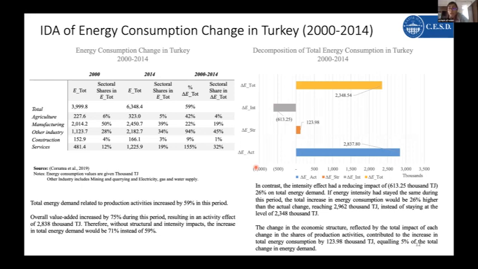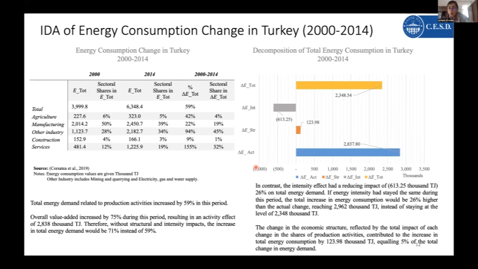And the decomposition shows us the sources of the change of energy consumption. We see that the activity effect, which is shown by the blue column, has been the major contributor to the change. And actually, if all other factors like the structural effect and intensity effect had remained the same, the total increase coming from the effect of production increase would have been 71% instead of the actual level of 59%.